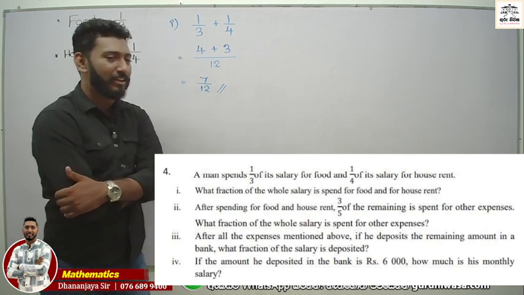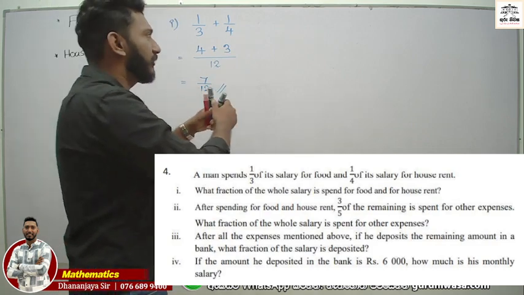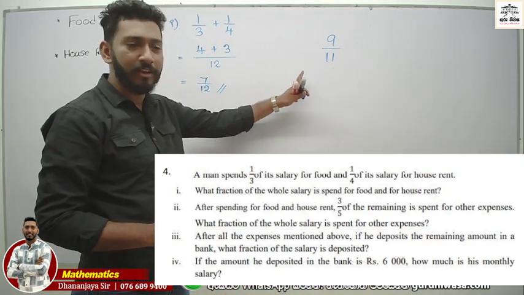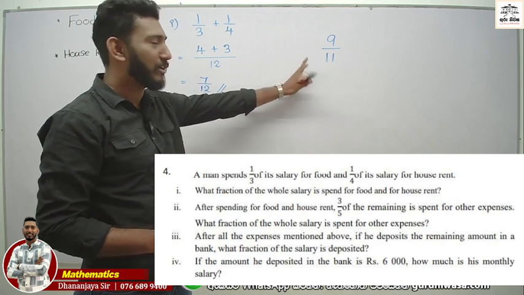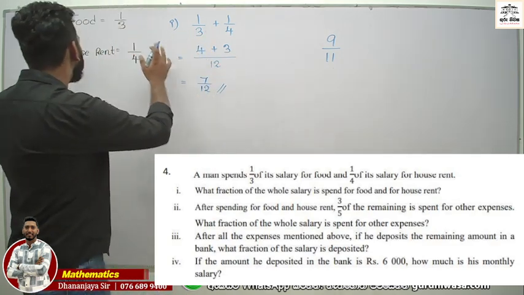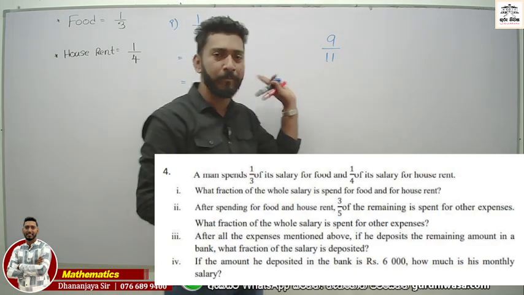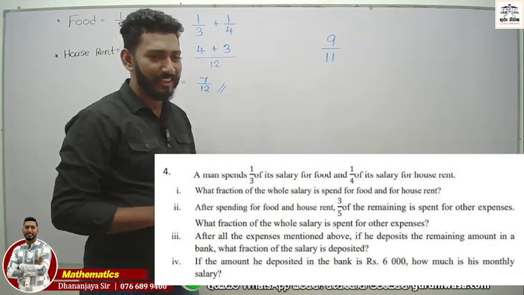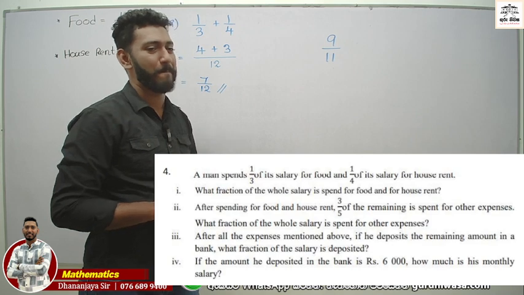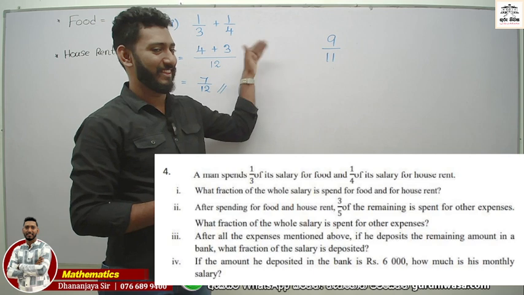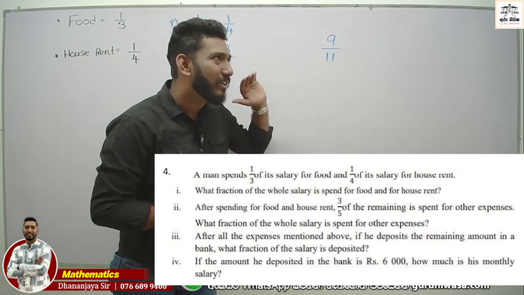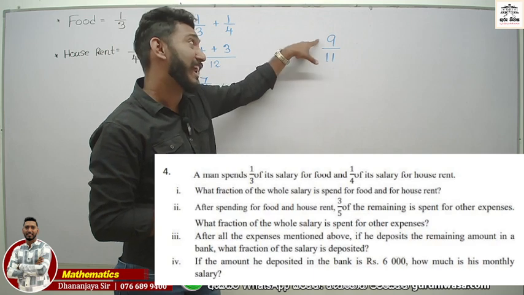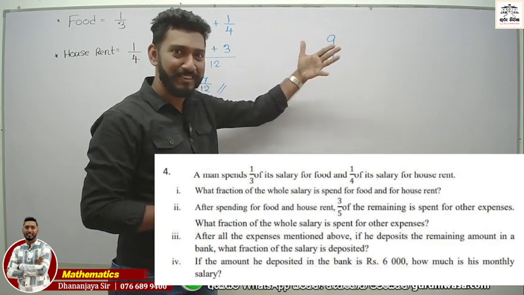Yes, sir. Right. The sum of these two things becomes 9/11. Now this is another example. The sum of the expenses for the house rent becomes 9/11. Now tell me, what is the remaining portion of that? 3/12? No, this is 11, there is a 9. 9 out of 11. Now what is the remaining portion?